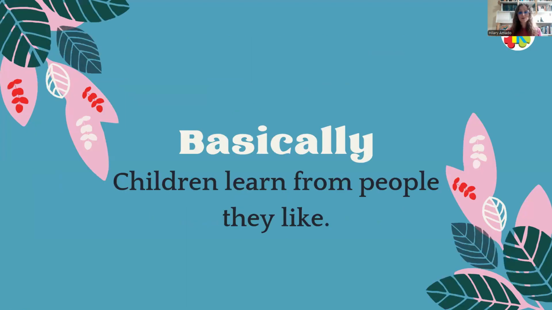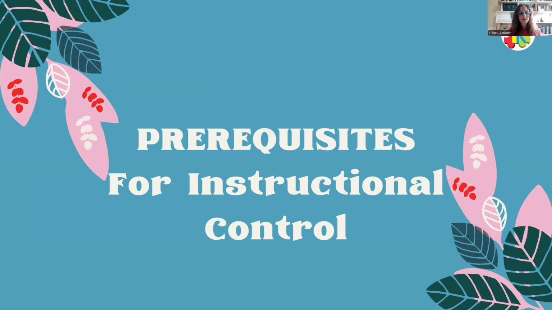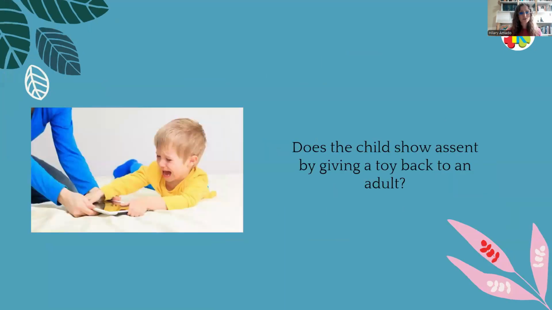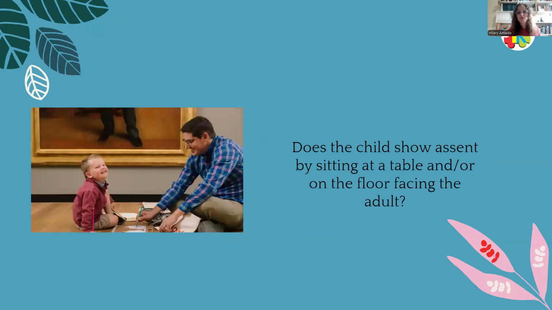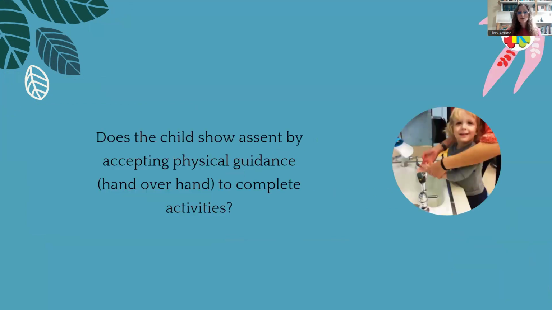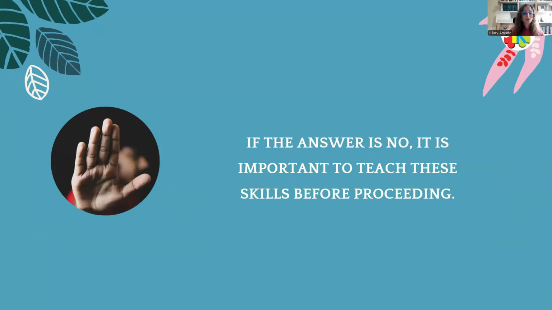Basically, though, children learn from people they like. Here are some prerequisites for gaining instructional control. Start off with, does the child show assent by giving a toy back to an adult? Does the child show assent by sitting at the table and/or the floor facing the adult? Does the child show assent by accepting physical guidance, hand over hand, to complete activities? If the answer is no to any of these, it's important to teach these skills before proceeding.